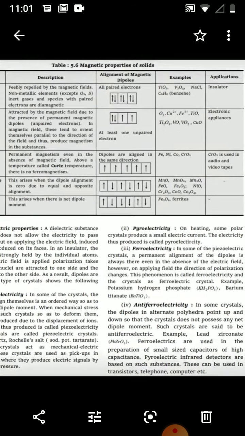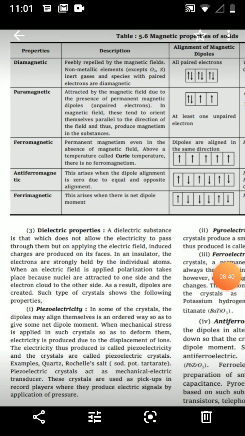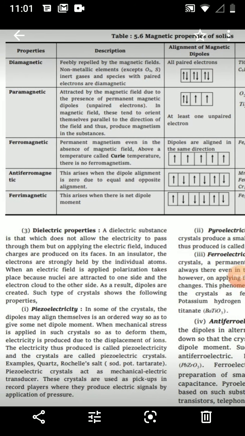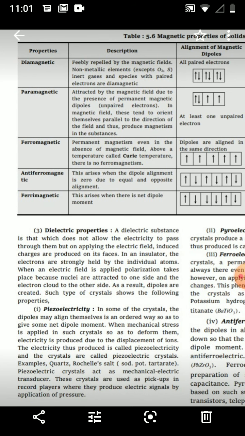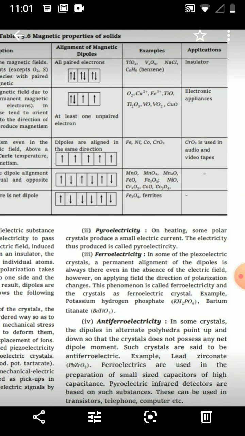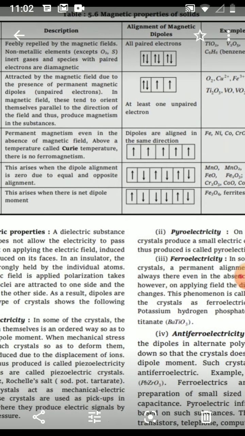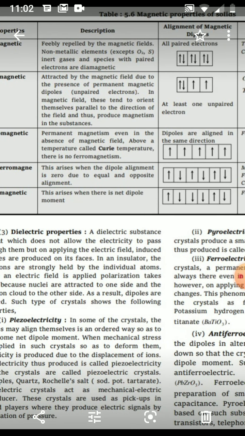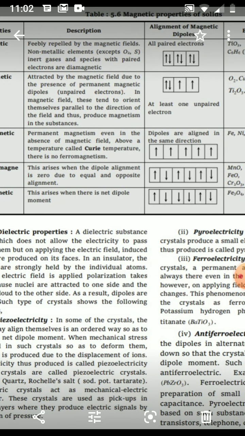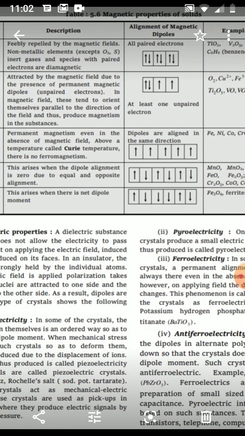Okay, now I'm coming to the end, that is magnetic property. You have already studied diamagnetic, paramagnetic, ferromagnetic, antiferromagnetic, and ferrimagnetic. But here some examples are given, you have to note in your notebook. Examples: titanium, vanadium oxide, oxygen, copper, iron, etc. So these are ferromagnetic, which means the substance is strongly magnetic even in the absence of a magnetic field, and nickel, iron, cobalt, these substances are attracted to a magnetic field.